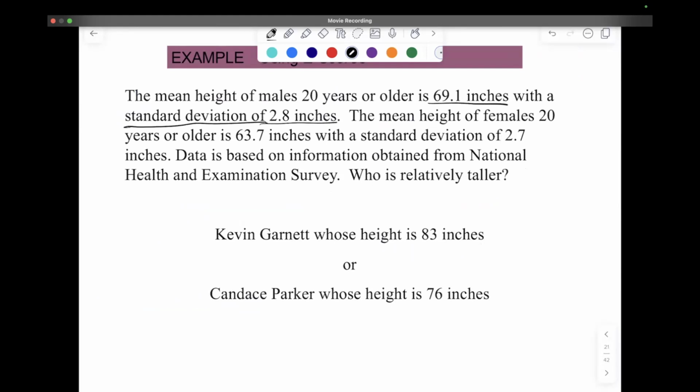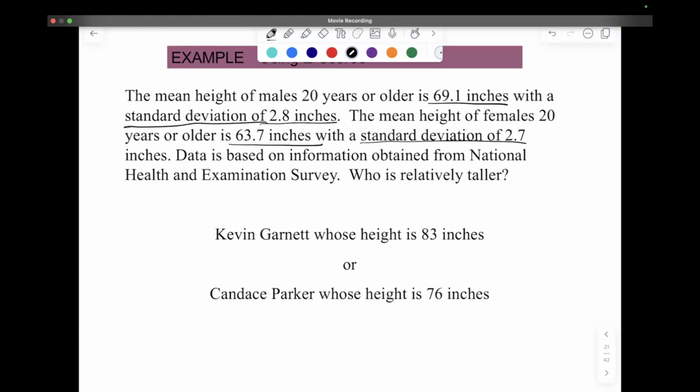Okay. The mean height of females 20 years or older is 63.7 inches with a standard deviation of 2.7 inches. So I have Kevin Garnett, whose height is 83 inches, and Candace Parker, whose height is 76 inches. We want to know who is relatively taller. They're both very tall, but we want to know who's relatively taller.